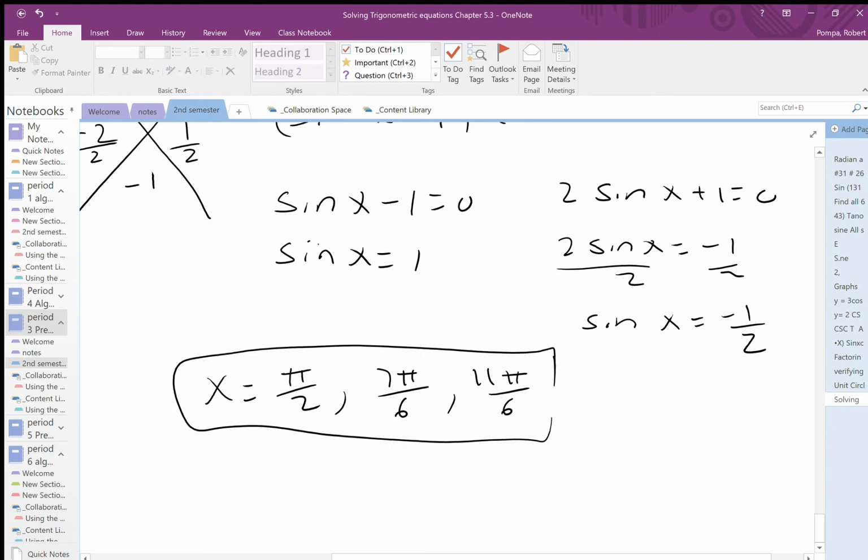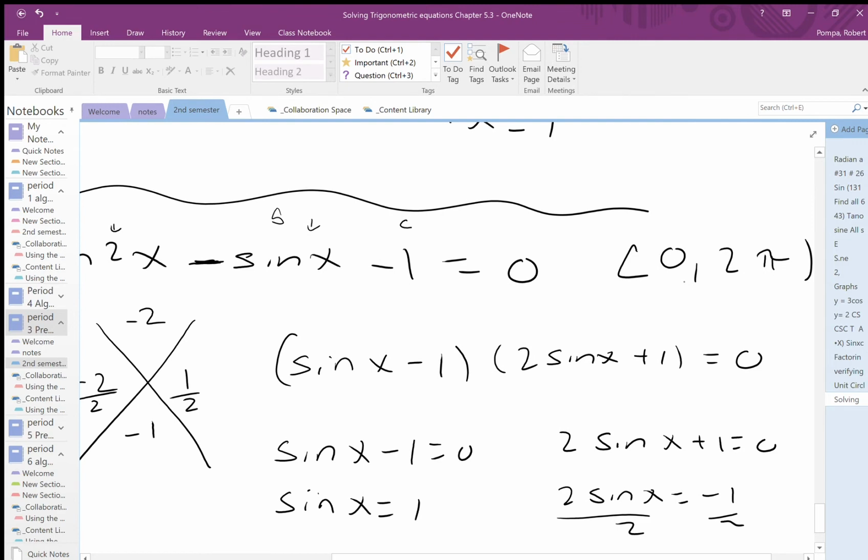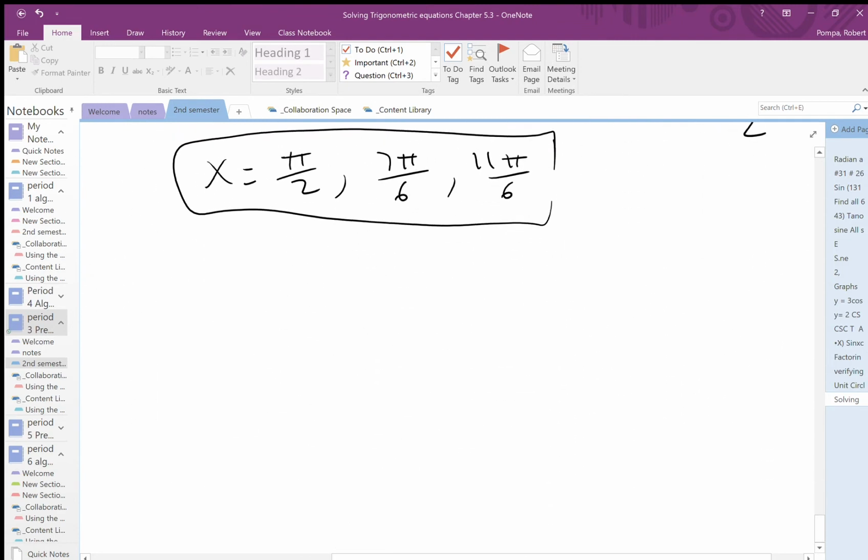So the reason why we don't have to put, again, 2n pi is because they restrict us here, where the other ones they didn't. It could go on forever and ever. Okay?